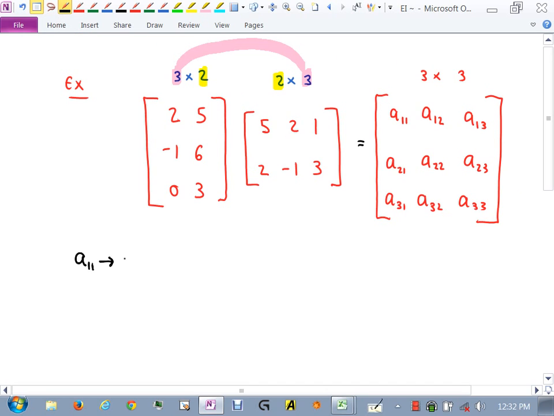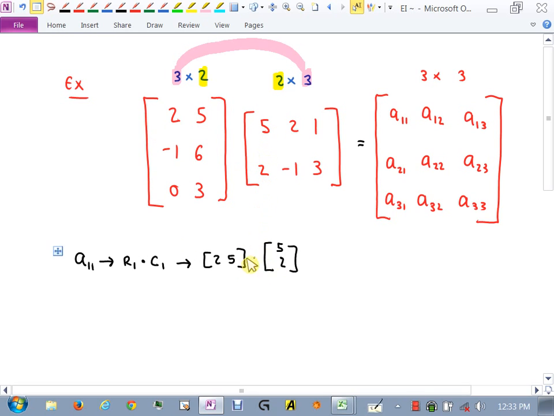A11 I get by taking row 1 and multiplying it times column 1, right? Where's row 1 from the first matrix? 2, 5. I'm going to take 2, 5, and I'm going to multiply it times what? The first column of this matrix. 5, 2. Not divided. 5, 2. Understand? I'm taking the first row here, multiplying times the first column here.